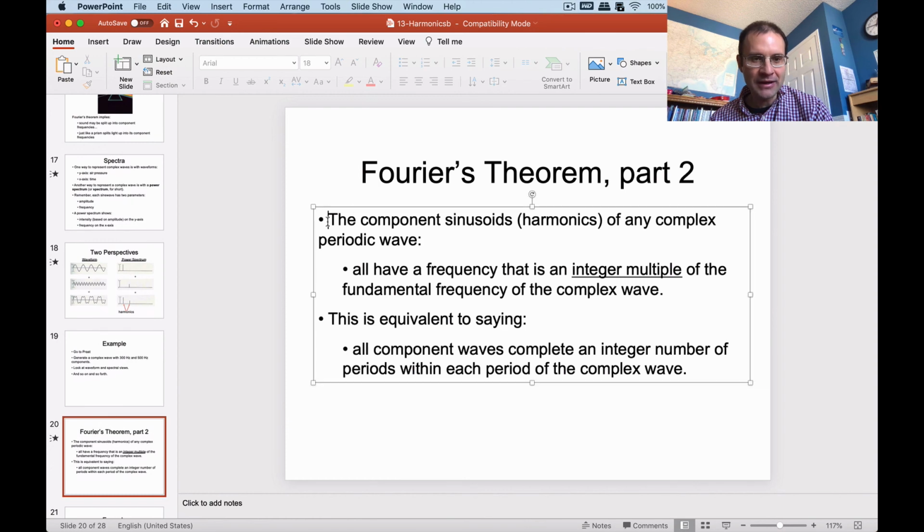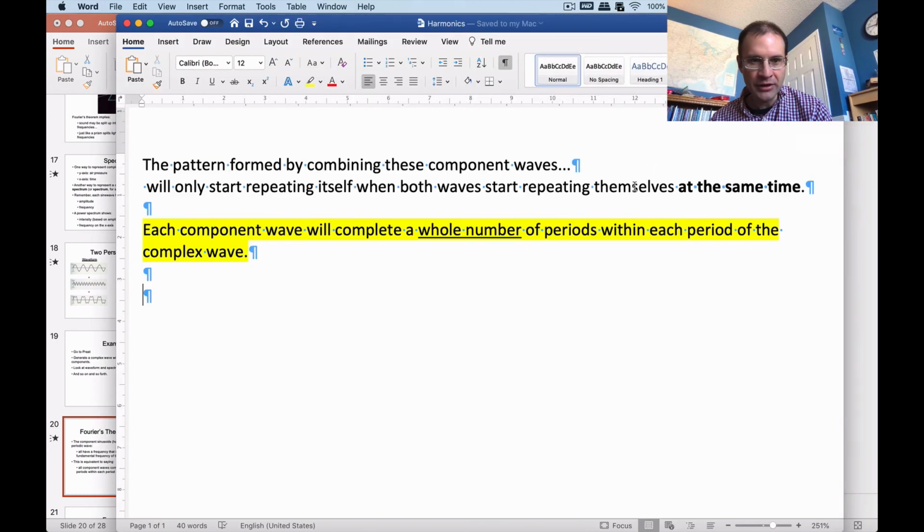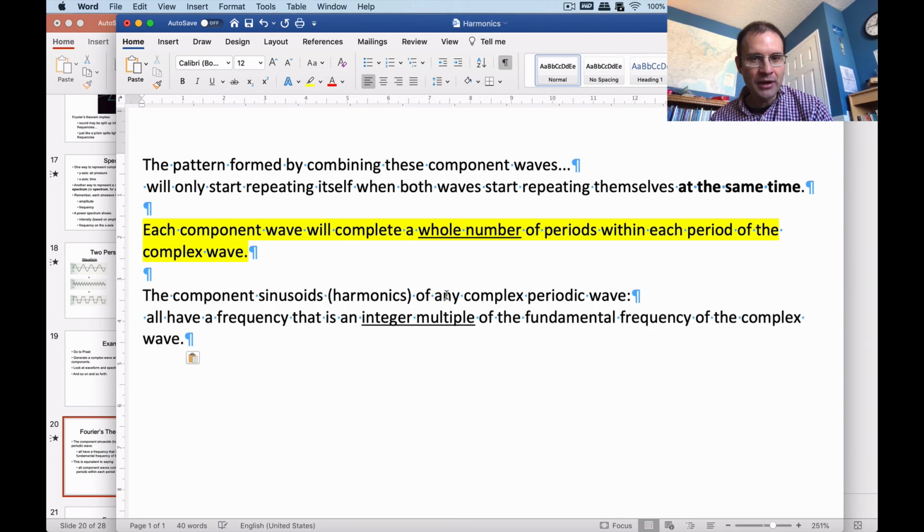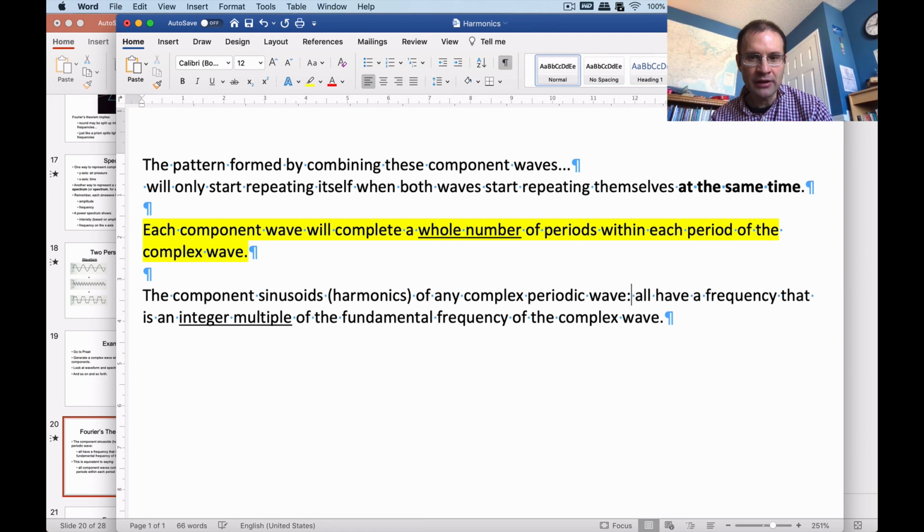So I'll write this part down here and then show you operationally what that means. But yeah, the component sine waves of a complex wave all have a frequency that is an integer multiple of the fundamental frequency of the complex wave. Same thing as saying that each component wave completes a whole number of periods within each period of the complex wave. Yay! What does that mean?